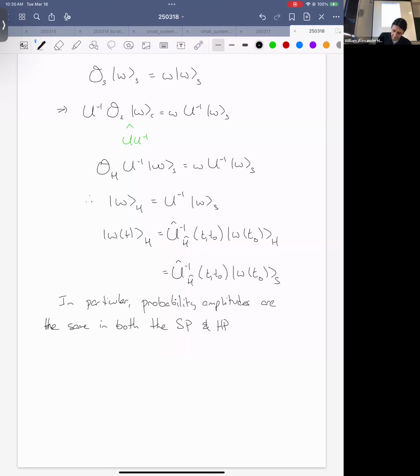So my amplitude for measuring some eigenvalue omega, given that I am in some state psi at time t, and I'm being consciously ambiguous about whether I'm in the Schrödinger or Heisenberg picture, because I should get the same regardless. So this is the Schrödinger picture overlap of the eigenket omega at time t with the state psi at time t in the Schrödinger picture.